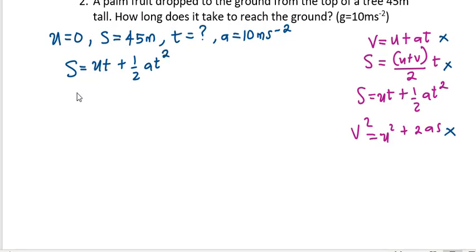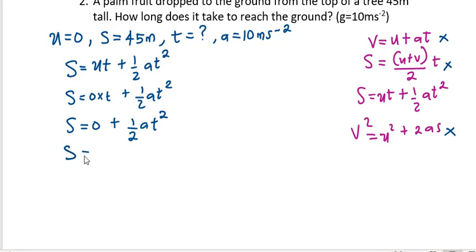But then remember that u is 0, right? So 0 times t plus 1 over 2 at squared. Then from here 0 times t is just 0, right? I'm just taking time so that you don't skip any of the process. So 0 plus anything is that, so there is no need having 0 there, so just have 1 over 2 at squared. You can now start substituting your values.